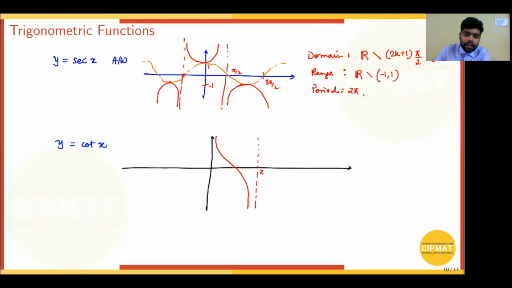This will be pi. Then again, after that, it's going to be like this. Again, this is going to be 2 pi. Similarly, the graph is going to be like this, and in this way the graphs can be drawn. Here it's pi by 2, here it's 3 pi by 2, and so on. So again, you can do the analysis of domain, range and period of this function as well. So these are the main graphs of all the trigonometric functions.